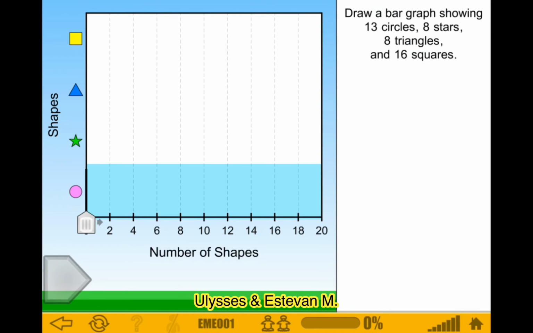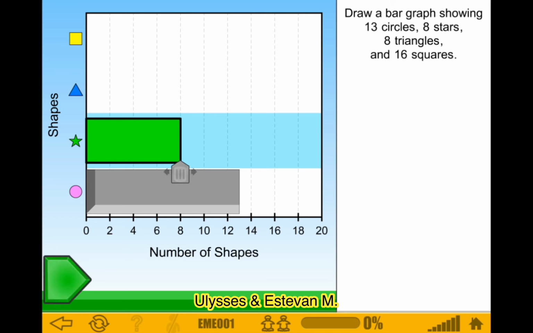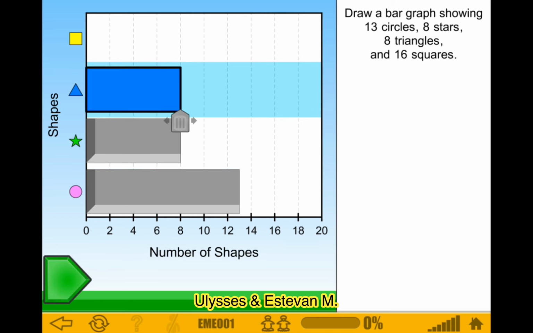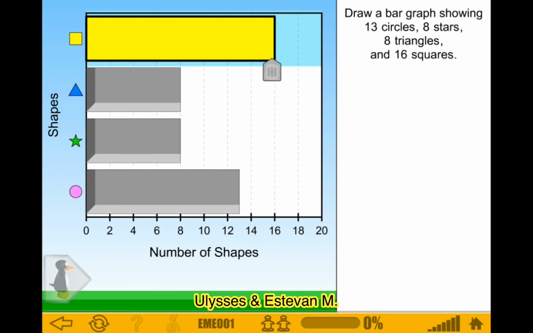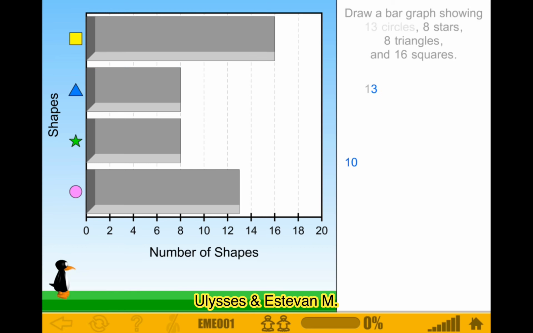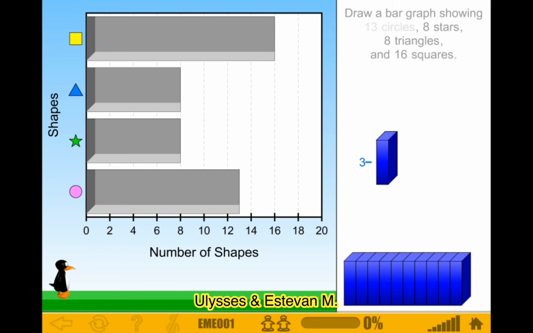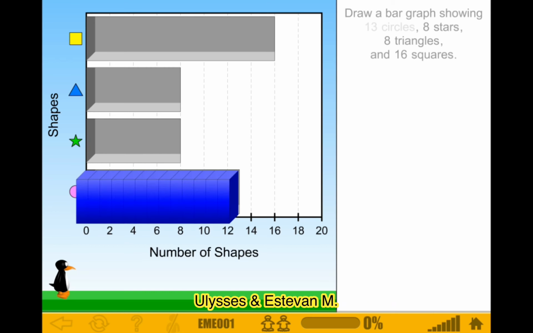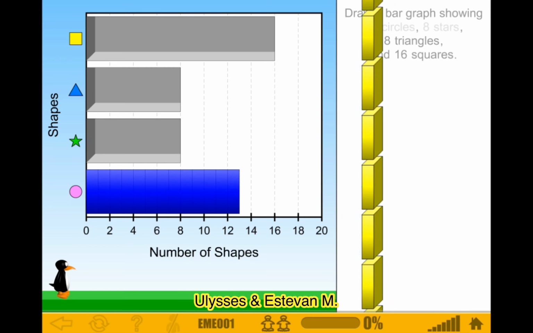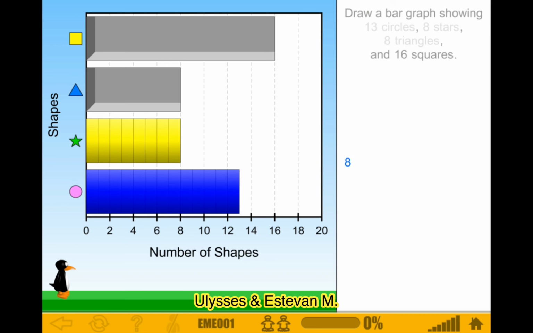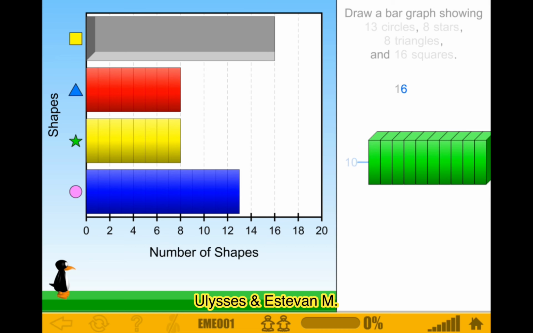Drag a bar graph showing 13 circles, 8 stars, 8 triangles, and 16 squares. Oh yeah, 13 circles. 8 stars. 8 triangles, and 16 squares. This is pretty simple, as long as Rexy doesn't mess it up. Rexy, you always mess up. I don't mess up! Well, you messed it up last time, remember?